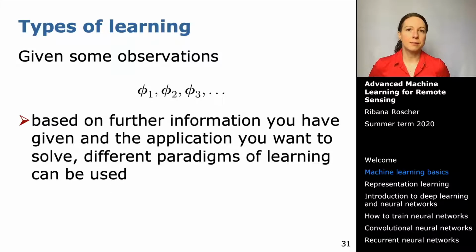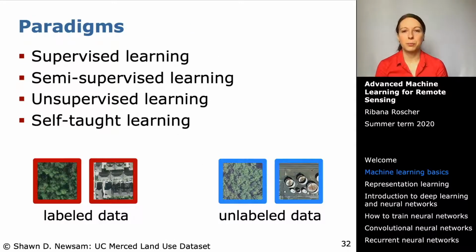So there are different types of learning. They all have in common that in the beginning you have given some observations, and then based on further information and also depending on the application you want to solve, different paradigms of learning can be used. The paradigms we are focusing on are supervised learning, semi-supervised learning, unsupervised learning, and self-taught learning. In the following, I will use images with a red image border indicating labeled data and images with a blue border indicating unlabeled data.